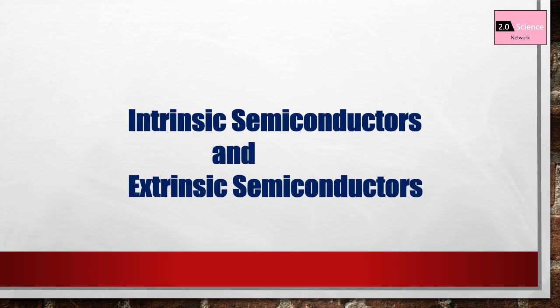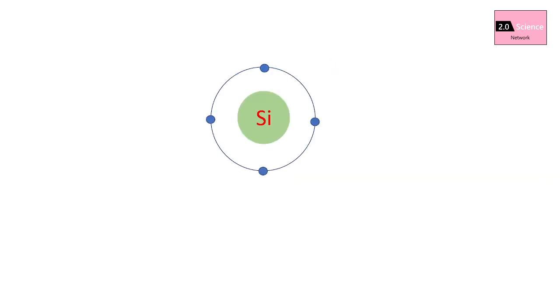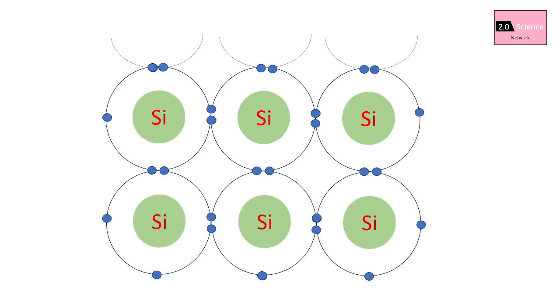Let's talk about intrinsic semiconductors and extrinsic semiconductors. Intrinsic semiconductors. A semiconductor material in its pure form is known as an intrinsic semiconductor. They are not doped with other molecules and are free from impurities. As an example, we can discuss pure silicon. A silicon atom has 14 electrons and 4 in the outer shell. An atom shares these 4 electrons with 4 other atoms to form covalent bonds.